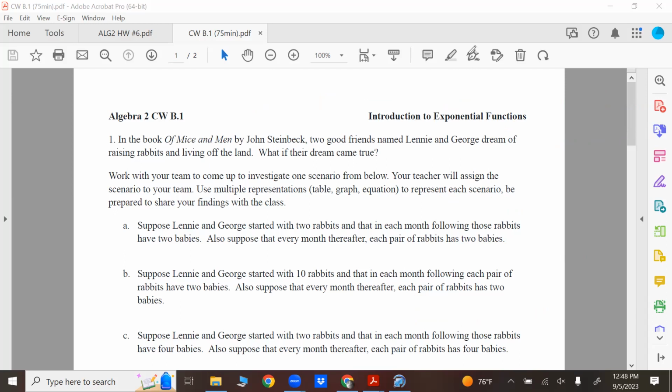But anyway, in the book Of Mice and Men by John Steinbeck, 2 good friends named Lennie and George dream of raising rabbits and living off the land. What if their dream came true? Okay.